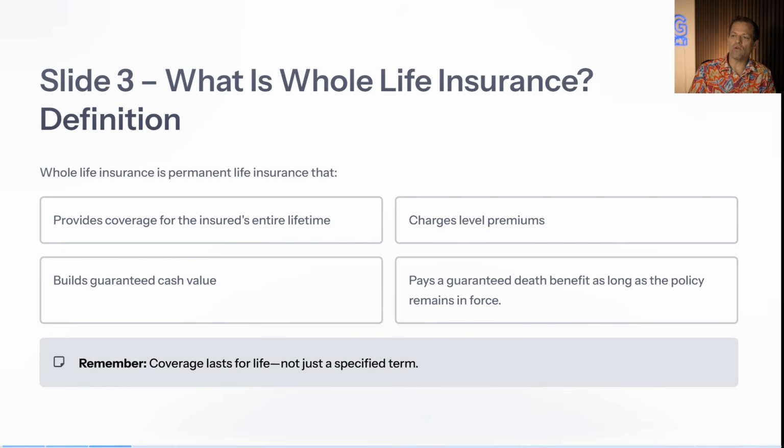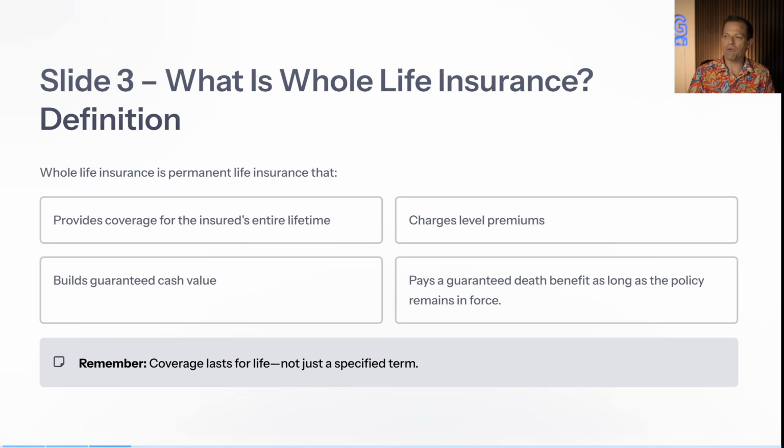So what is whole life insurance? Well, whole life insurance is permanent. Permanent, lasts forever. Remember that, permanent, permanent, permanent. Key word that shows up on the exam all the time. So let's talk about it. It provides coverage for the insured's entire lifetime. They can die at 30, they can die at 100 or older. If the plan's in place, according to the policy provisions, it will cover.